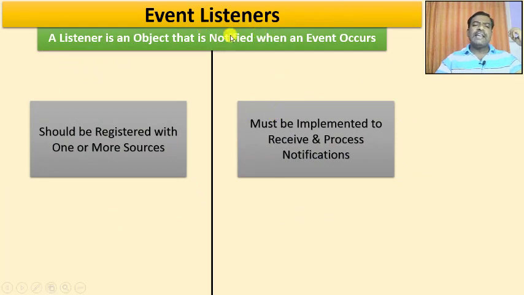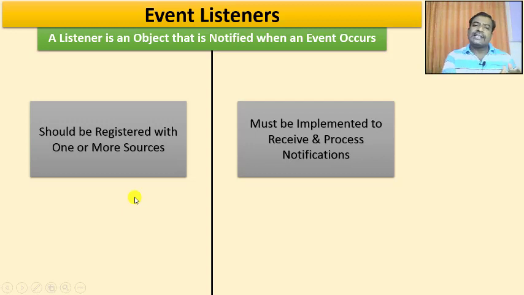When I say an event listener, a listener is an object that is notified when an event occurs. So you know what an event source is now. When I talk about the event listener, which is again an object, this listener should work in two parts. The first part: the listener should always be registered with one source or more than one source, but at least with one source. And this listener should be implemented so that it can receive and process any event notification from the source.